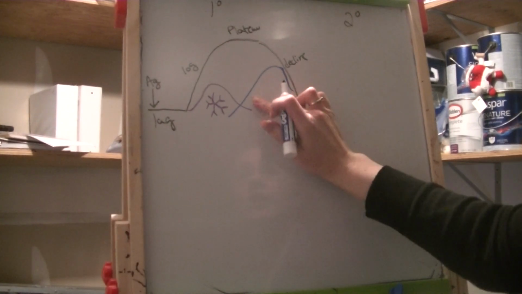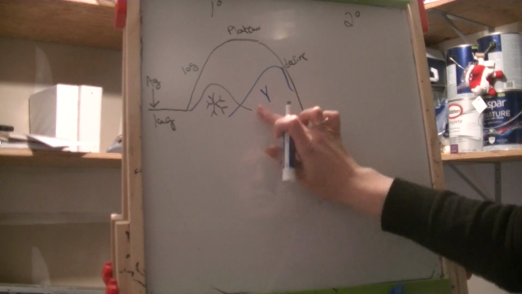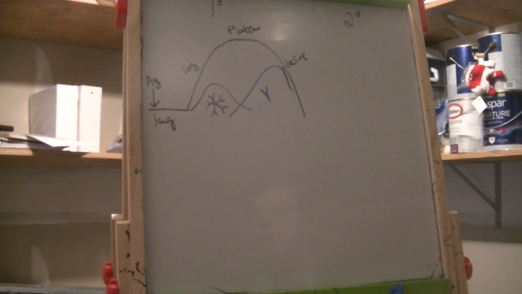And those IgG antibodies are the single Y-shaped antibodies. And we want to make those because they last longer. And the idea is to have long-term protection from the production of these antibodies.